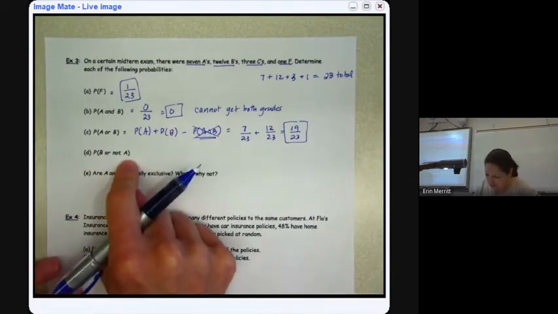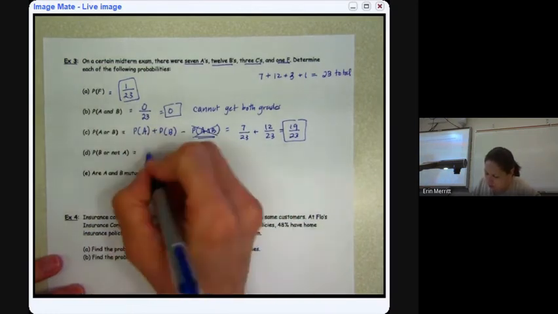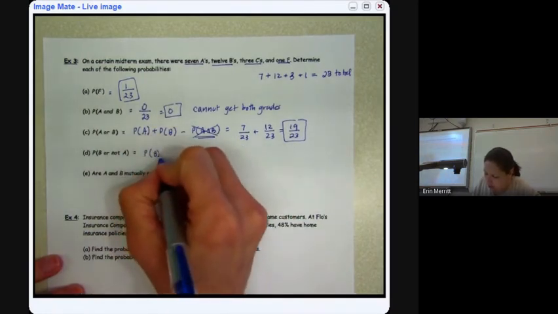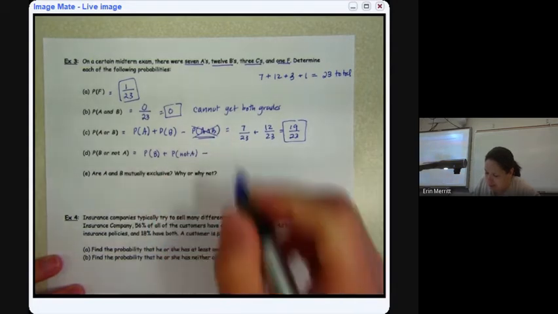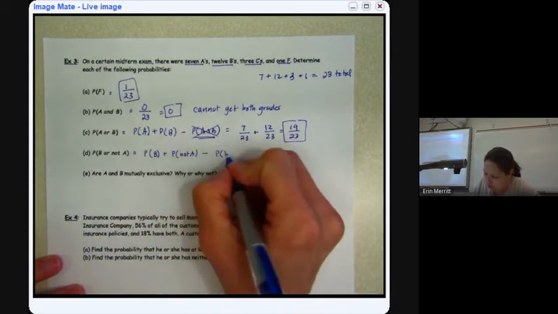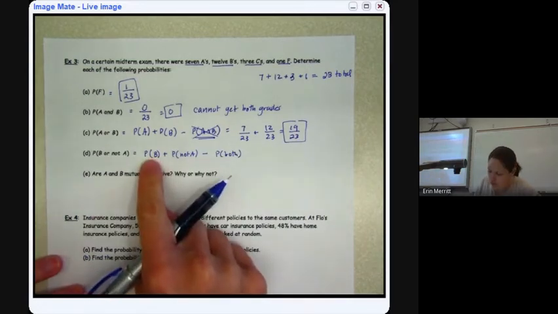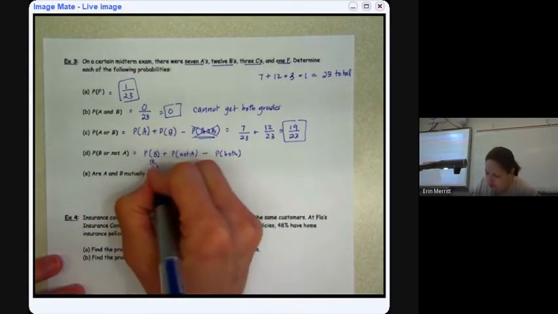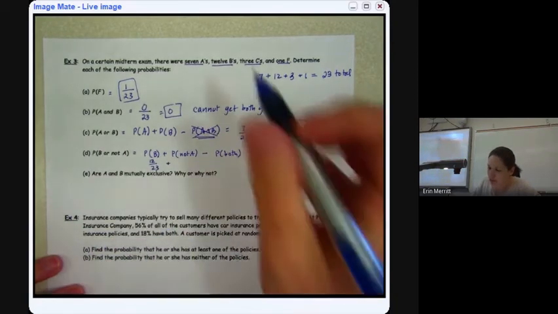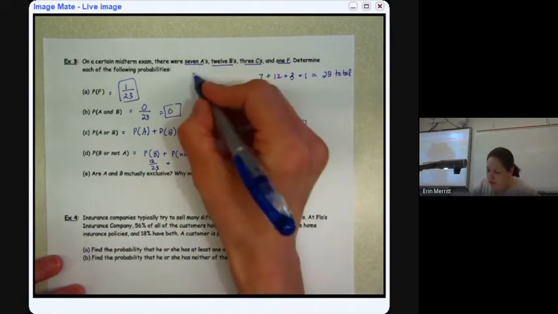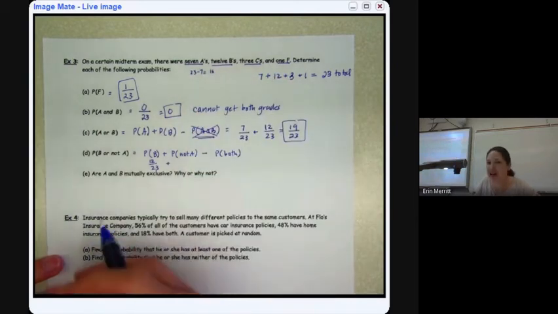All right, the probability of B or not A. Technically, it's going to look weird, but roll with me on it. It would be the probability of B plus the probability of not A, and then minus anything in the overlap. Okay, so the probability that you get a B, there was 12 kids there, so that's 12 out of 23. The probability that you did not get an A, well, if there were 7 A's, 23 minus 7 leaves us with 16 kids that did not get an A.